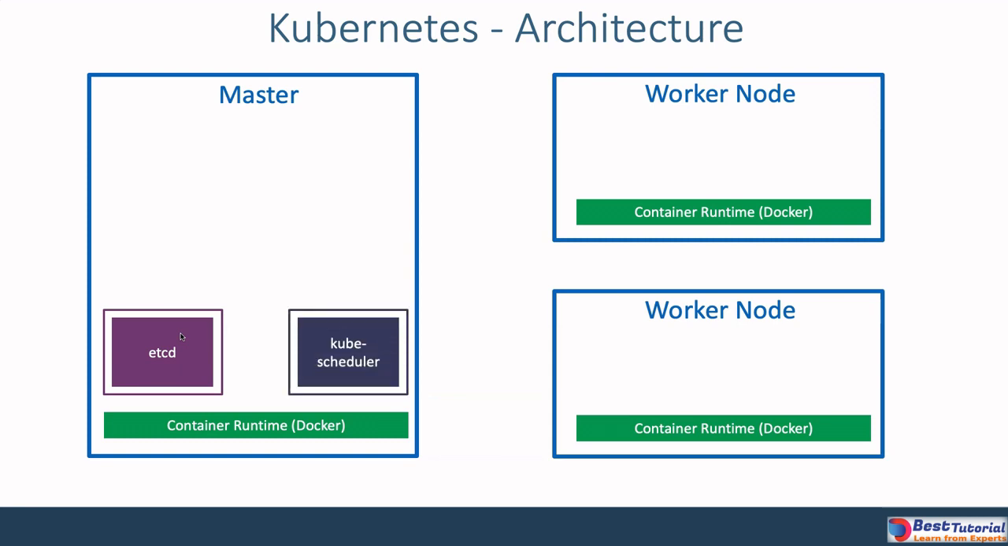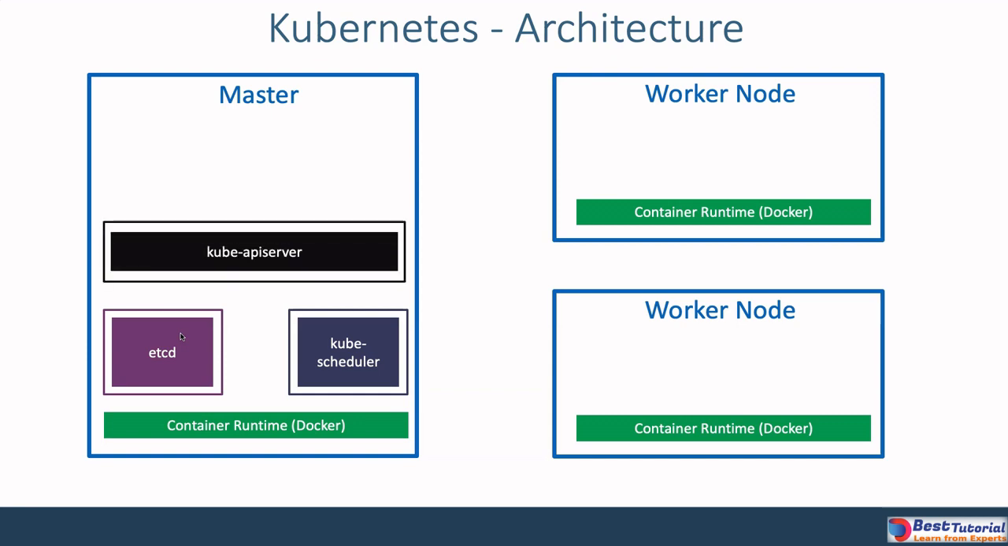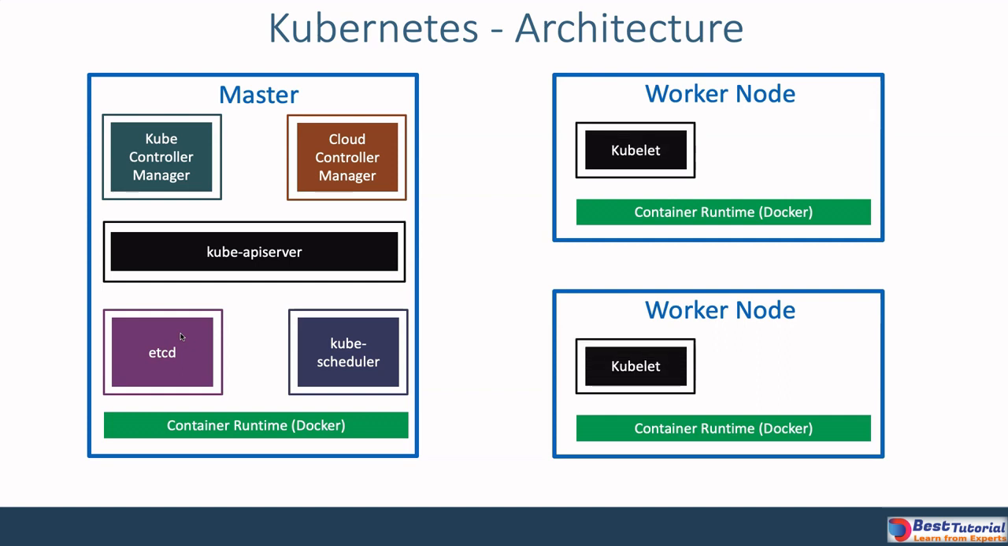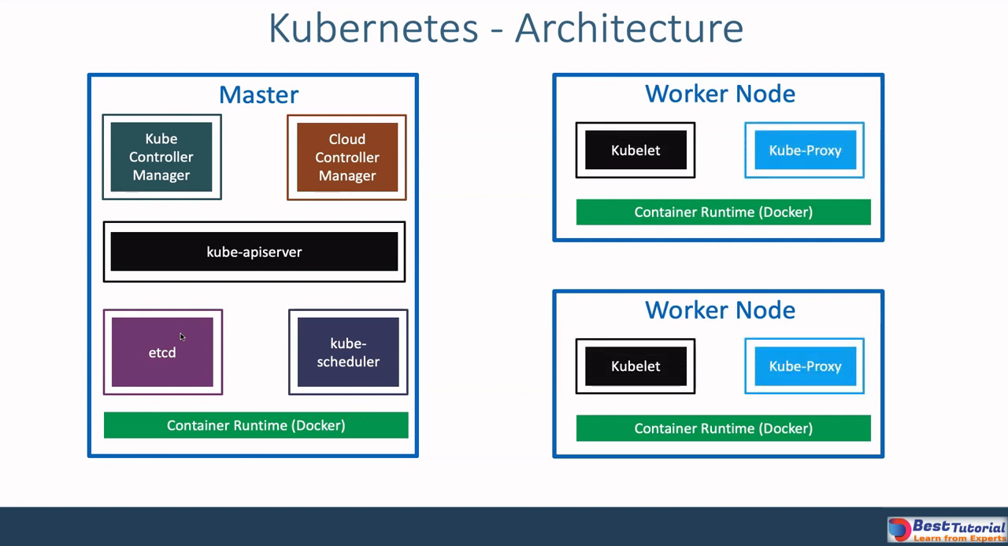So one more will be kubectl. All these things, what do they do? We'll see in our upcoming lectures. But we'll have kubectl here, and the kube API server, kube controller manager, and then cloud controller manager. So those are the master components at a high level. And in worker nodes, we are going to have kubelet and then kube proxy. So let's see one after the other what each of these components does and their responsibilities.